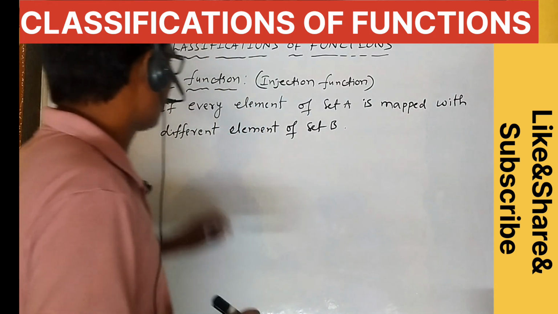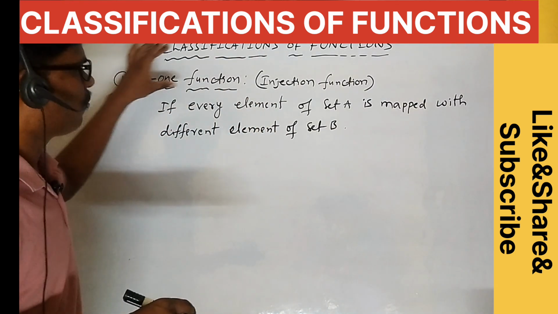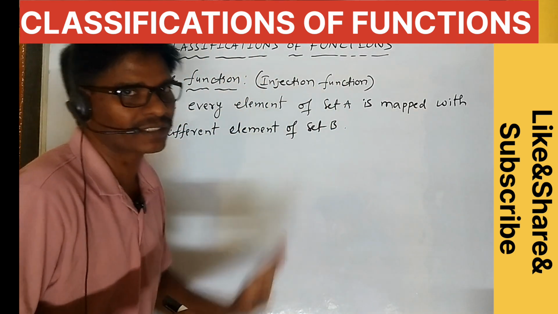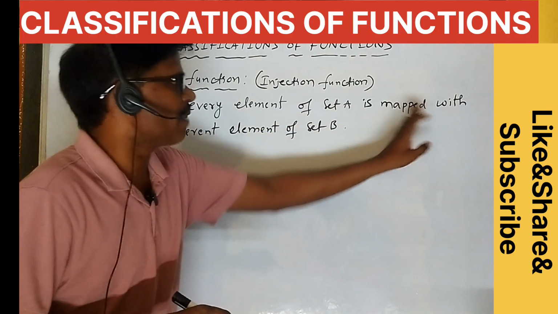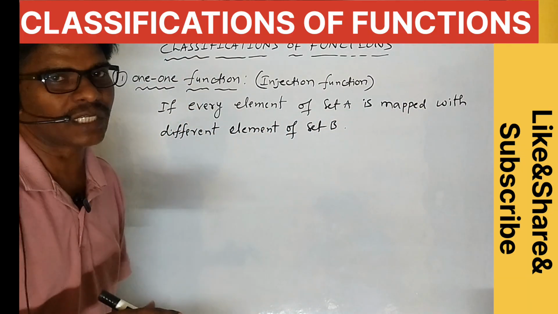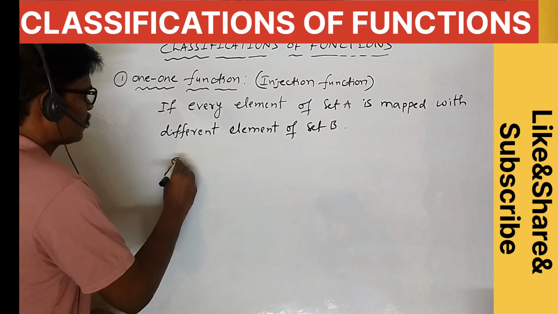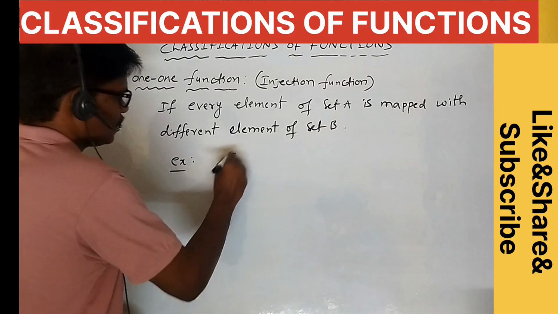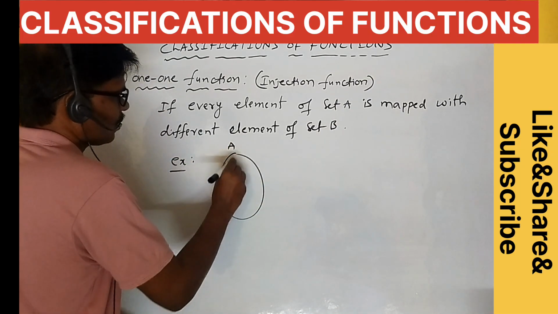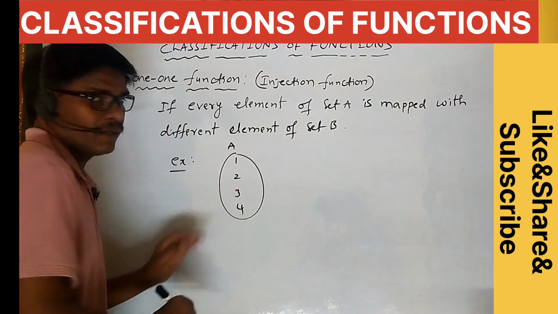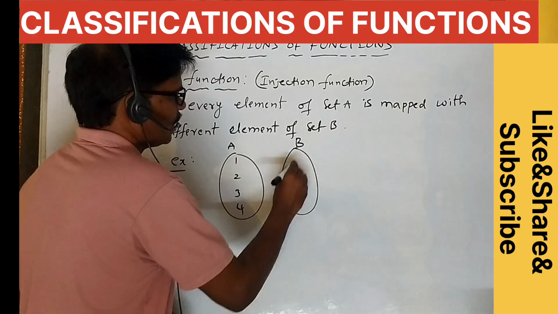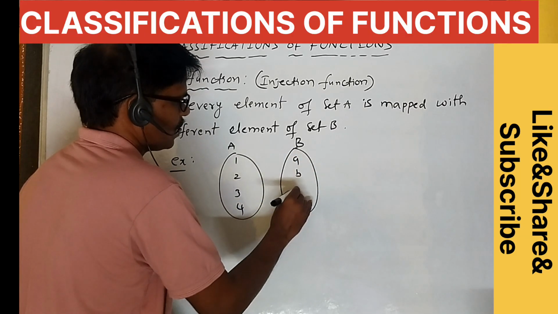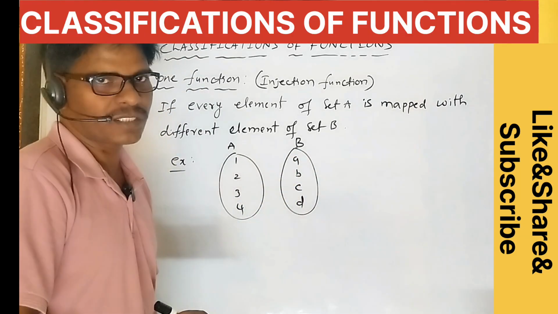Okay, listen. First one is the one-one function. Another name for the one-one function is the injection function. Injection function: every element of set A is mapped to a different element of set B. What is the example? The example is this: this is set A. Set A has elements 1, 2, 3, 4. Next is set B, which is A, B, C, D. It also has 4 elements.